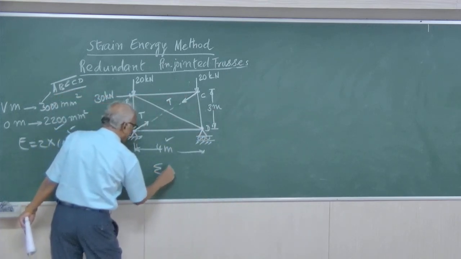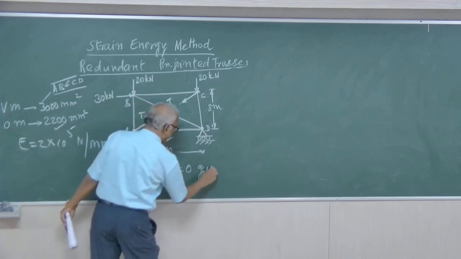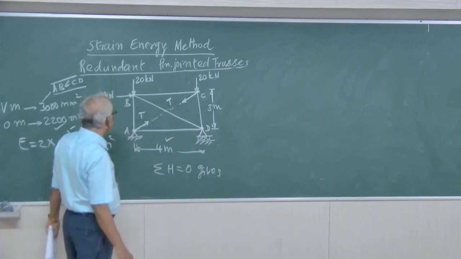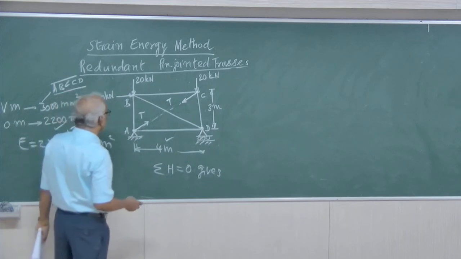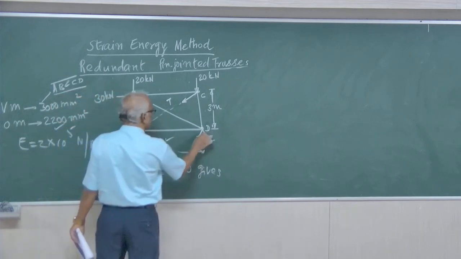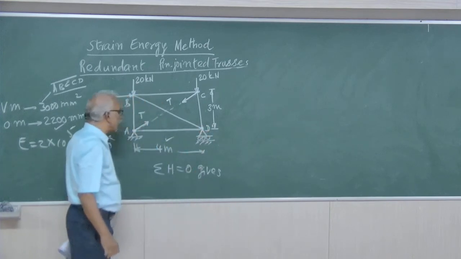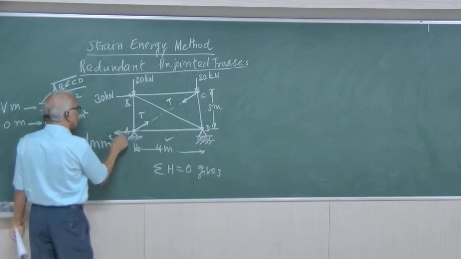So sigma H equal to 0 gives, because there is only one horizontal force, there must be an equal and opposite horizontal force. This cannot be taken at the roller support, because here we cannot apply a horizontal force. Therefore only at joint A can you apply a force.